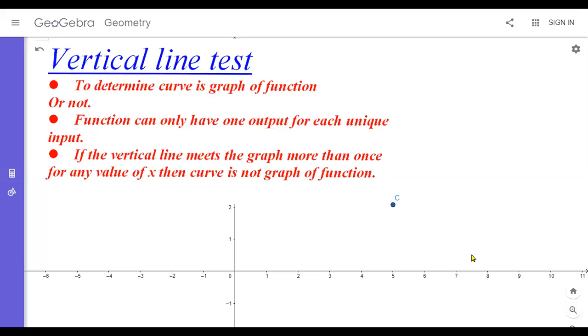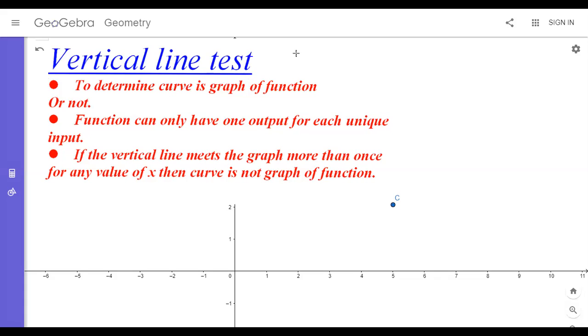Today in this video I am going to discuss the vertical line test. The vertical line test is the method to determine whether the given curve is the graph of a function or not. This vertical line test method is used to determine whether the given curve is the graph of a function or not.